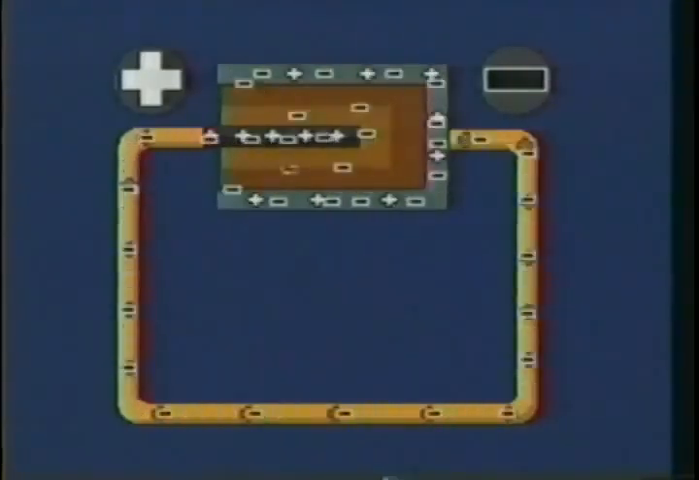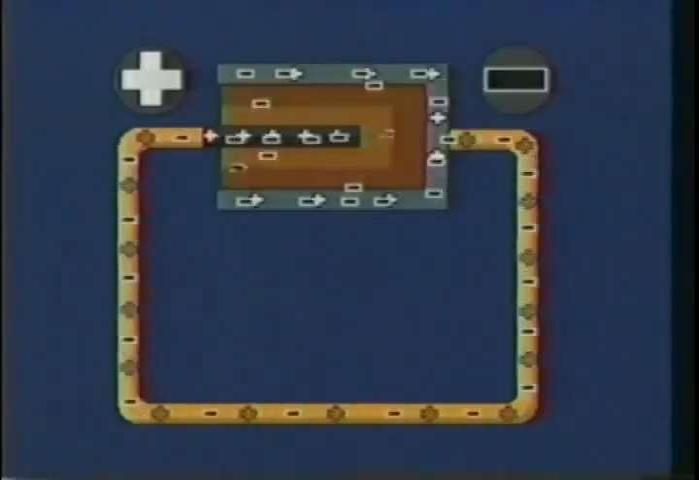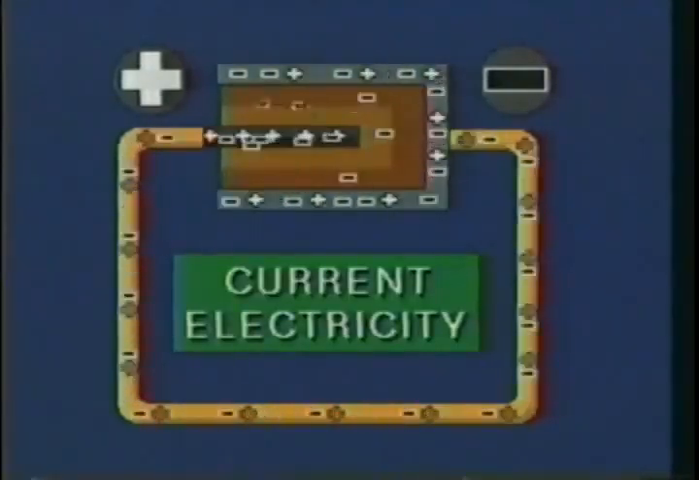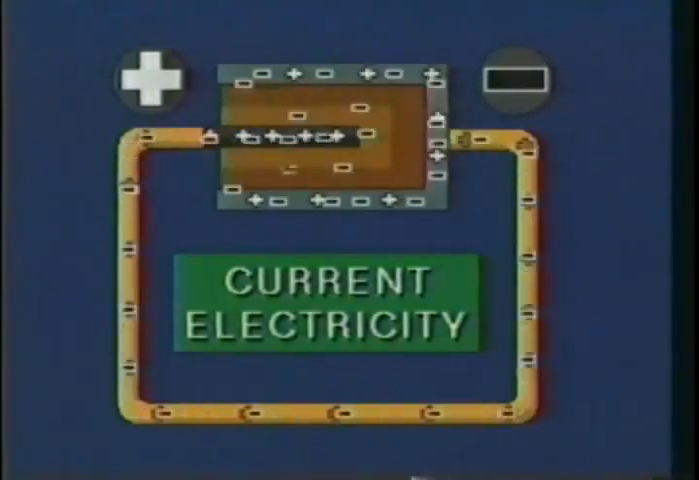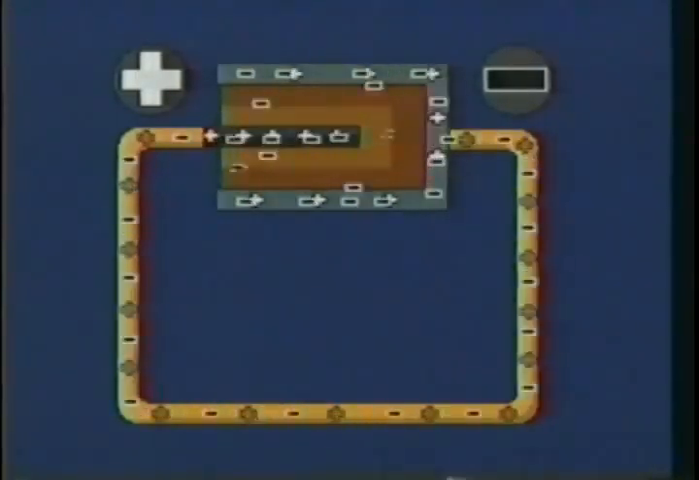Similarly, at the graphite rod, the chemical reaction constantly removes electrons from the rod. Thus, it is possible to create and sustain a flow of charge for a long period of time. Current electricity is the name given to this continuous flow of charge.